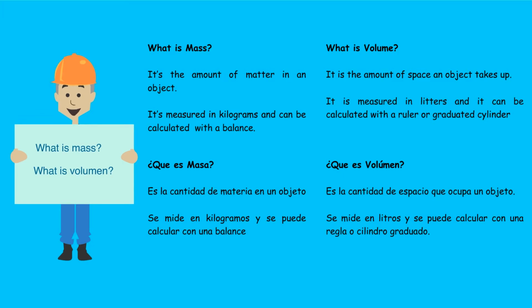But what is mass? It is the amount of matter in an object. It is measured in kilograms and can be calculated with a balance. What is volume? It is the amount of space an object takes up. It is measured in liters and it can be calculated with a ruler or a graduated cylinder.